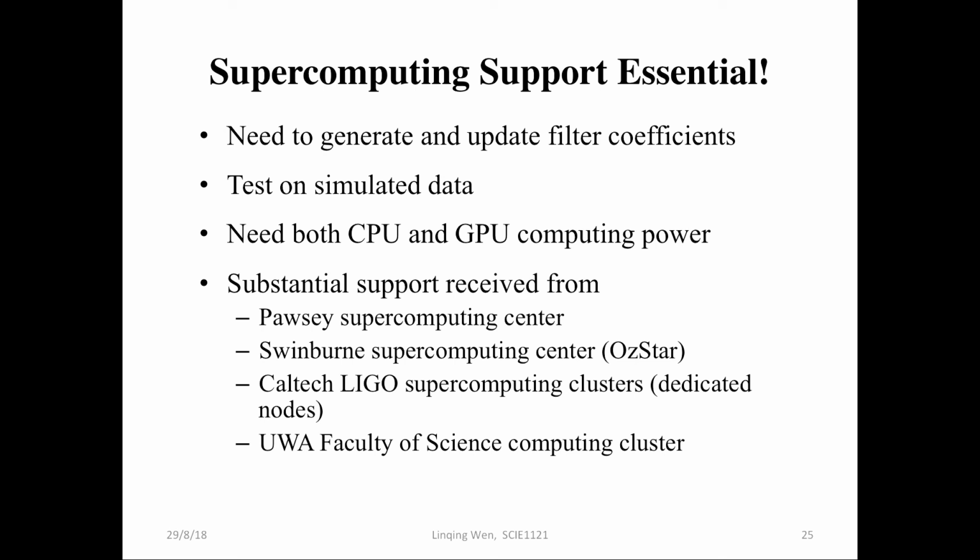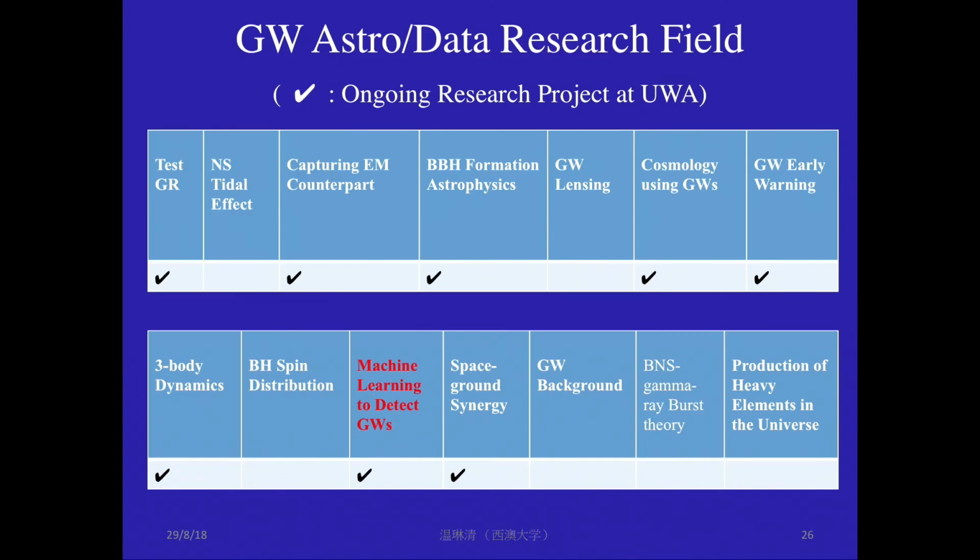Pulsar has been supporting us since the first day I arrived on campus. At that time it was IVAC. And we got it from Swinburne Supercomputing Center, also called STAR. And we actually use the Caltech LIGO computing cluster a lot. We have dedicated GPU cluster nodes for the run. And we also have the UW Faculty of Science computing cluster supporting us with some nodes.